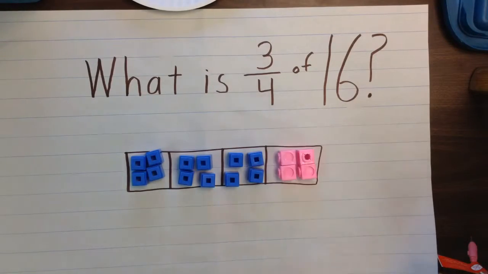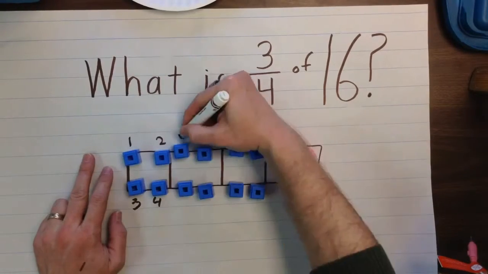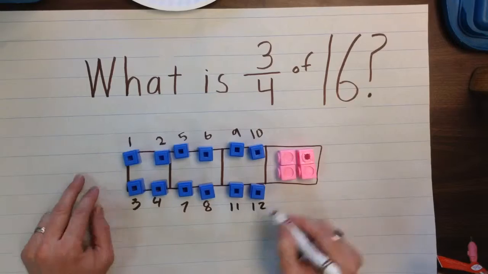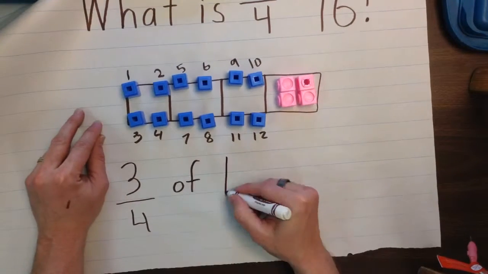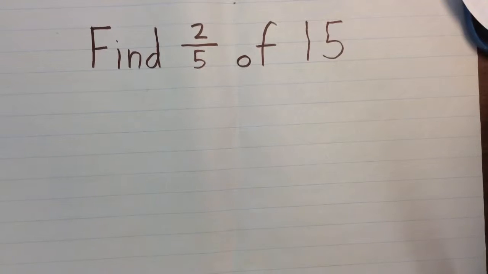And I'm going to turn these pink. Now I'm going to count the blocks that are in 3 of the 4 spaces. 1, 2, 3, 4, 5, 6, 7, 8, 9, 10, 11, 12. 3/4 of 16 blocks is 12 blocks. We're going to try and find 2/5 of 15.